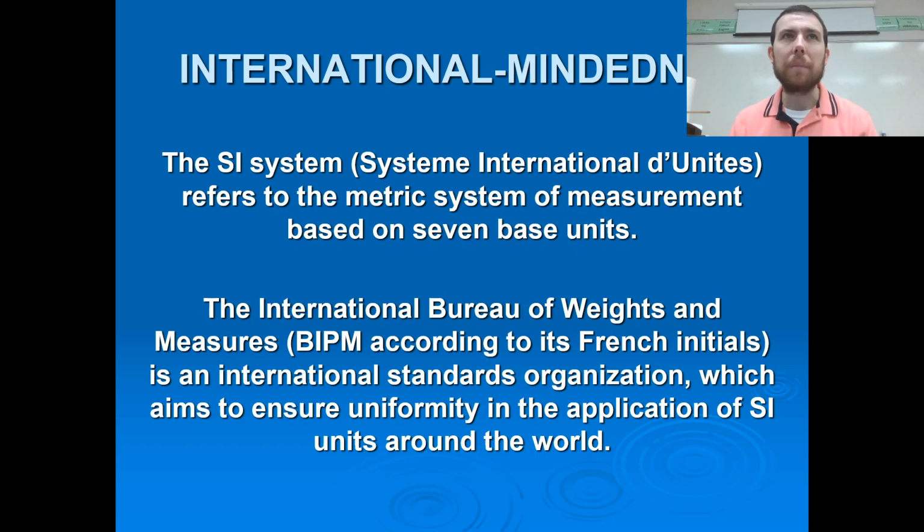Now, again, with IB, we want to think about how this particular topic gives us international mindedness. How does it correlate and relate to things that are going on globally, not just simply here in the United States? And so we think about the SI system, which refers to the metric system of measurement that's based on 7 base units. Okay, and so again, we talked about in the last couple videos how science has a way for us to be able to communicate across different languages, right? And so having the same system of measurements allows us to do that.